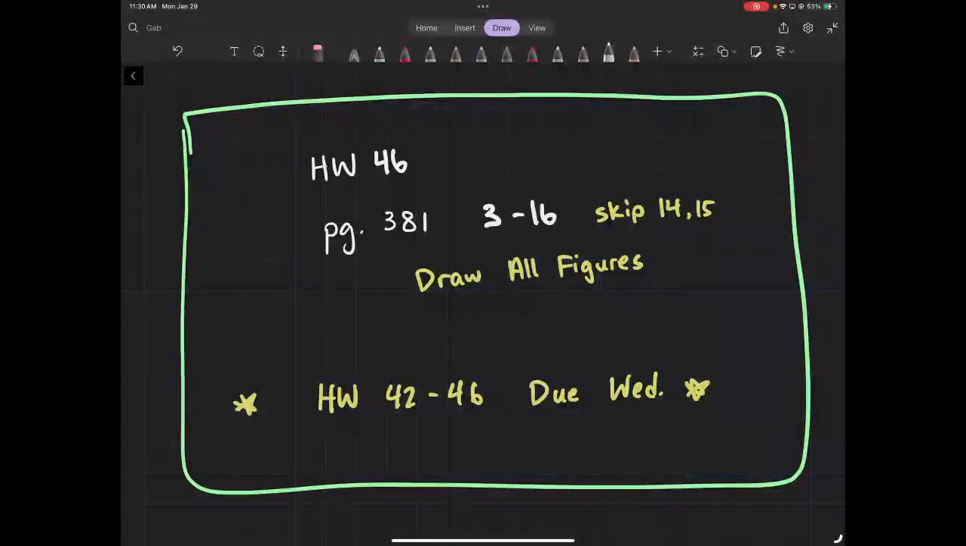Angle measure plus angle measure y is equal to 180. Correct? So what's this one?